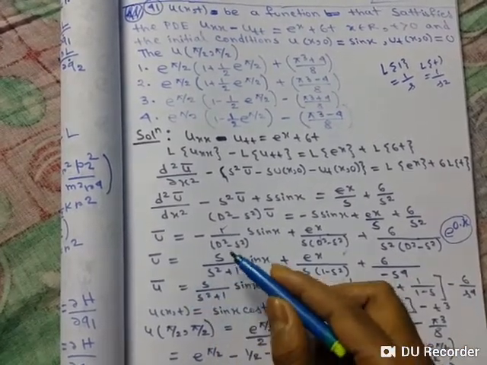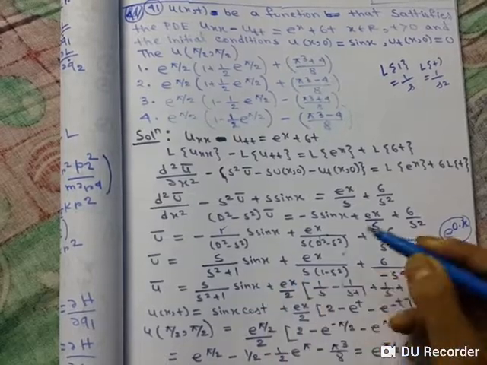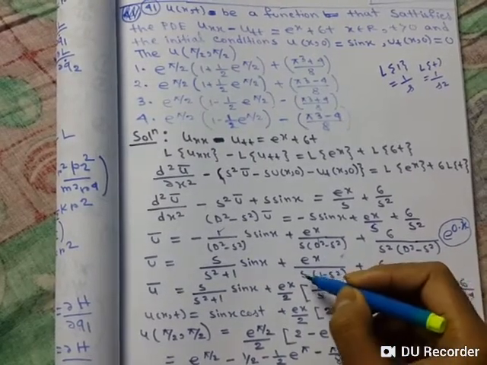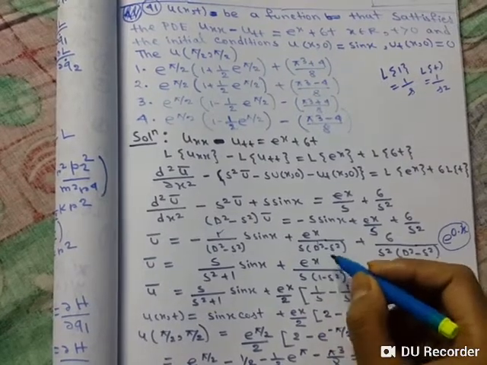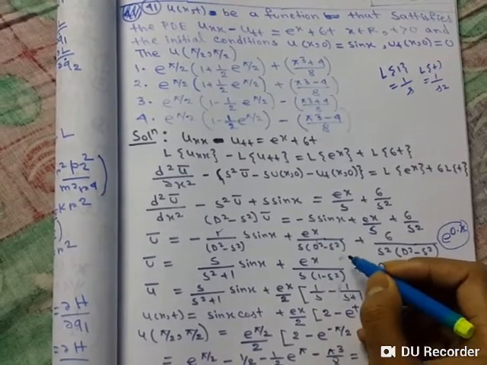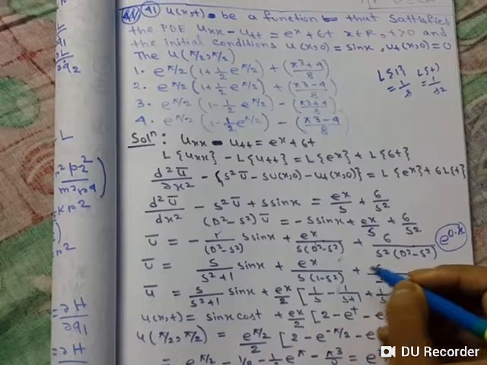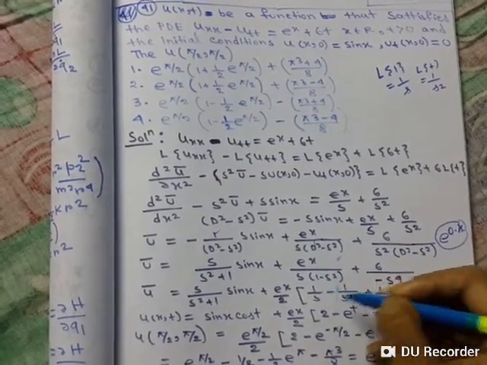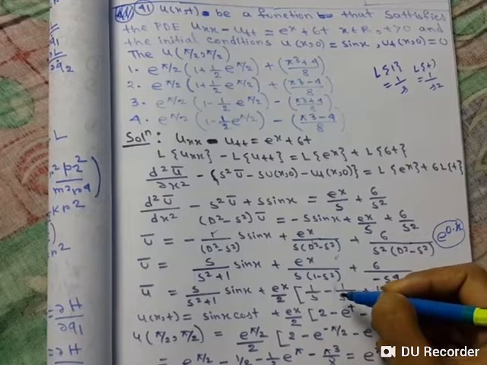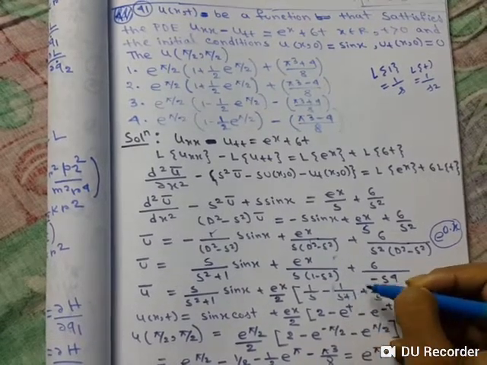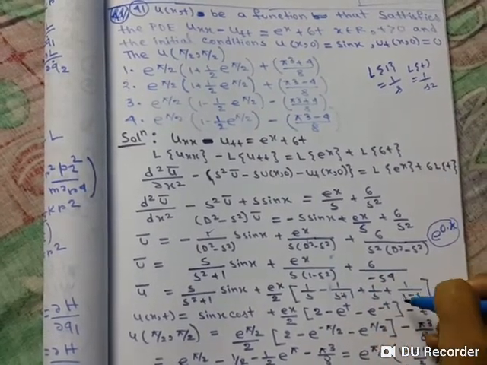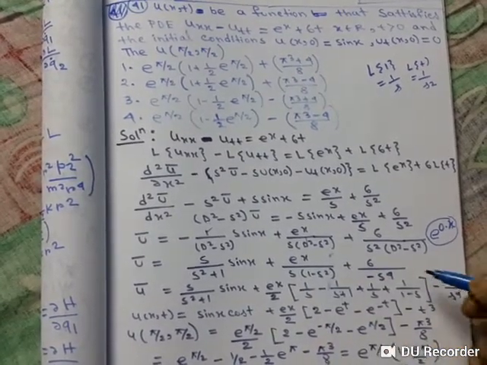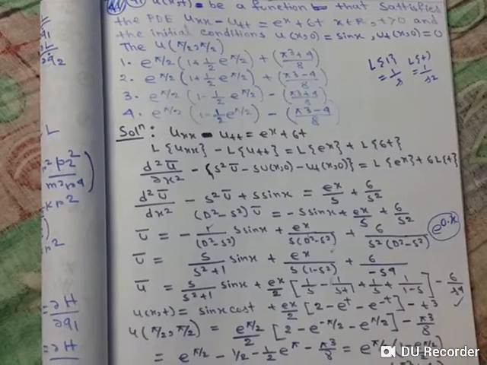Now u bar is s by s squared plus 1 times sin x, and if we calculate this using partial fractions, a by s plus b by 1 minus s plus c by 1 plus s, then finally we get 1 by s minus 1 by s plus 1 plus 1 by s plus 1 by 1 minus s. This term can be written like this, and this is the same, right?